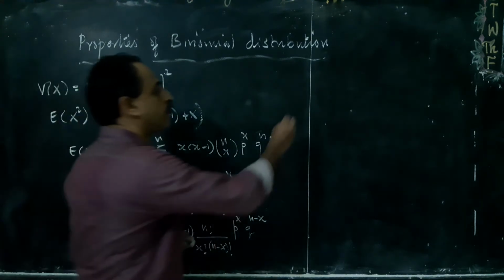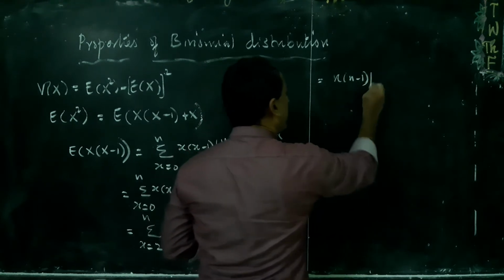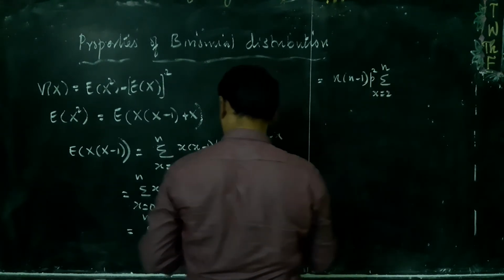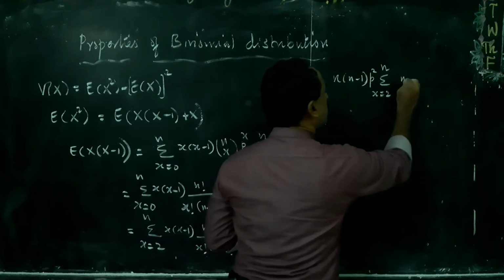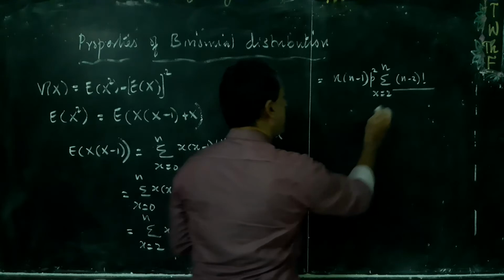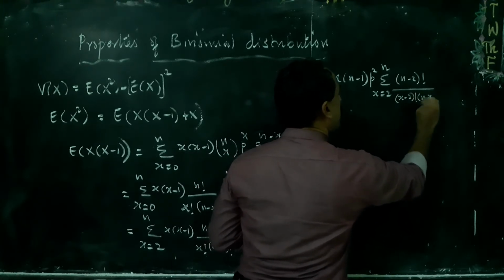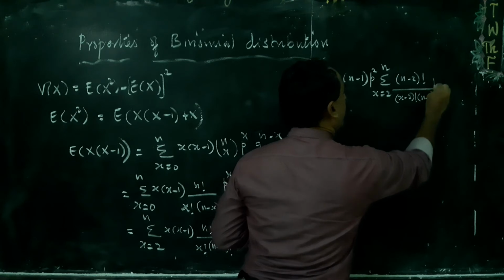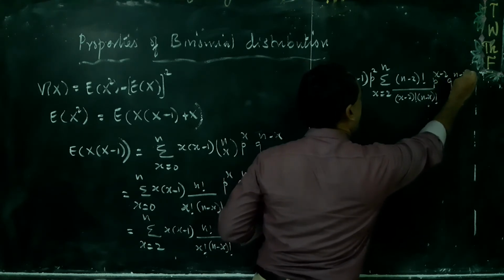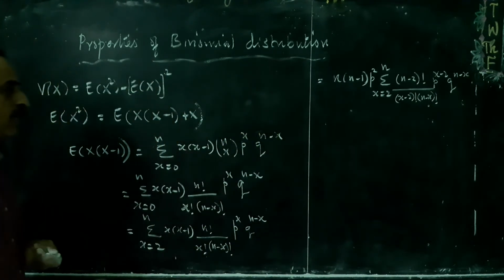That is n into n minus 1. Now p square, summation x equals 2 to n, of n minus 2 factorial by x minus 2 factorial, n minus x factorial, p raised to x minus 2, q raised to n minus x. You can verify that the terms balance out now.